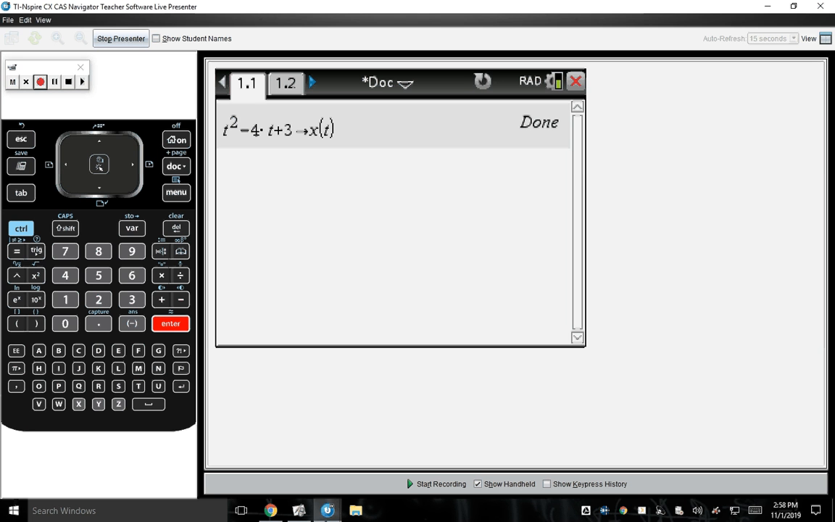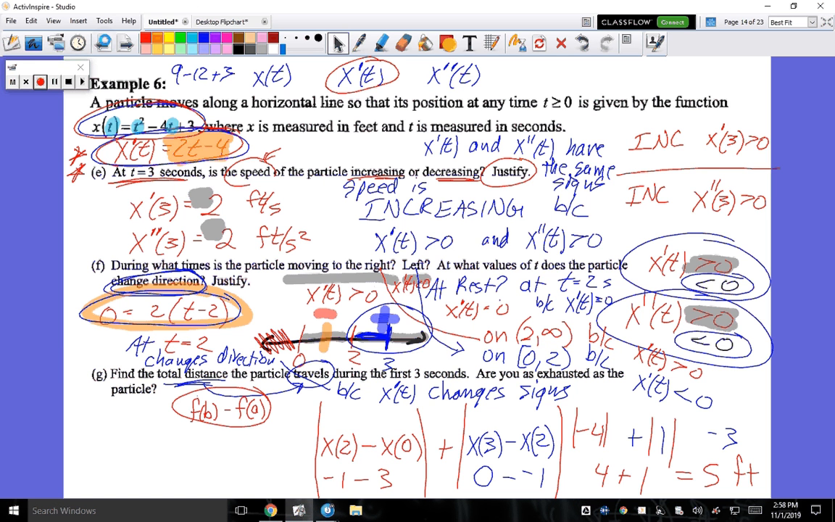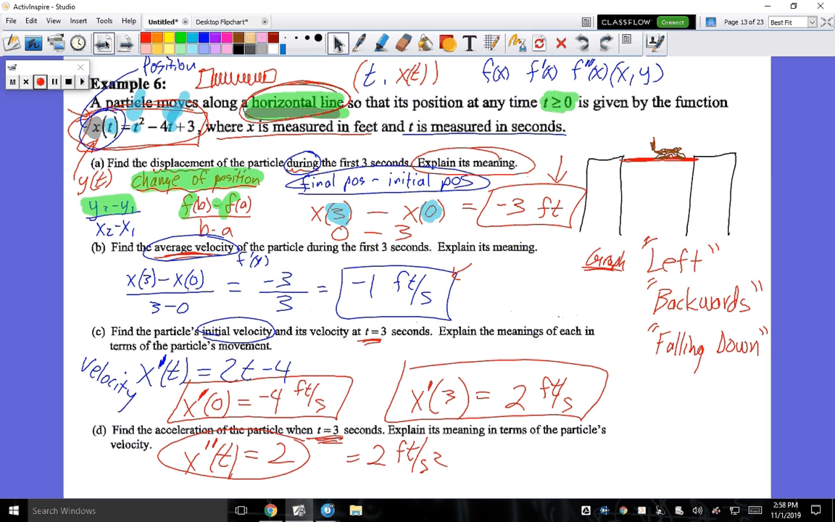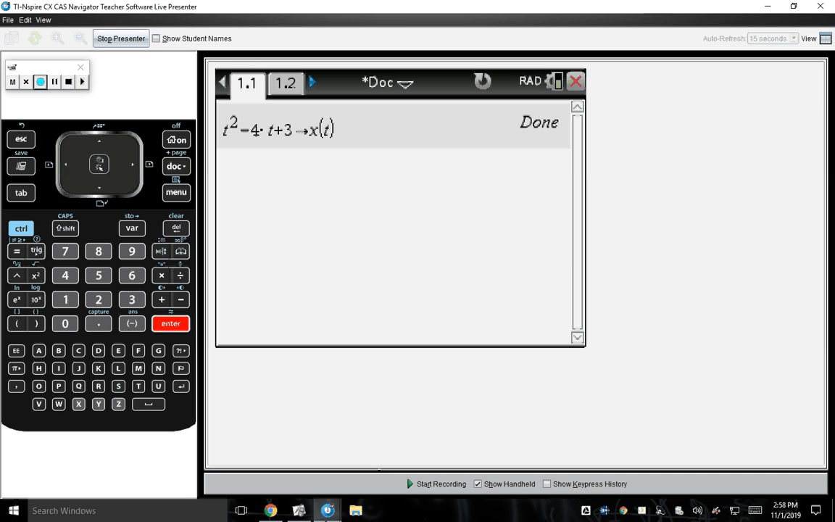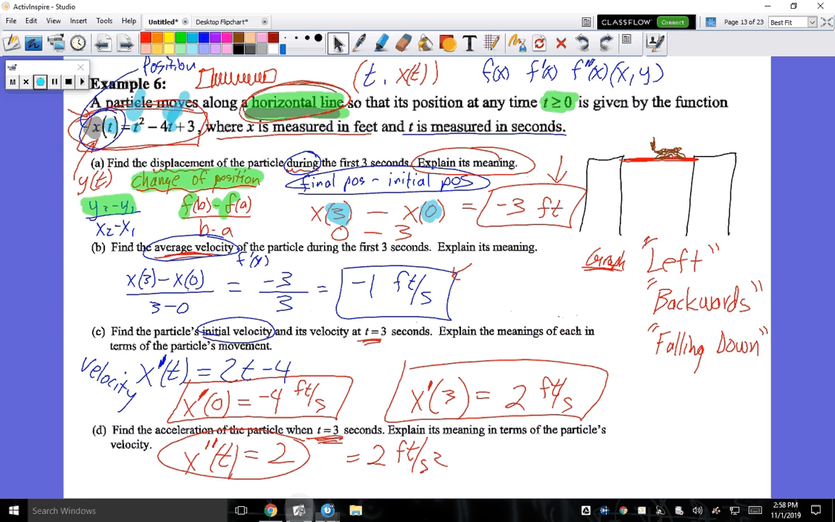And if you need to go back later and see this video, that's okay. I'm going to go through these questions really quick just to check. The first one asked, find the displacement of the particle during the first 3 seconds. For displacement, all you have to do is final position minus initial. So x of 3 minus x of 0, and you get negative 3, which is what we got.